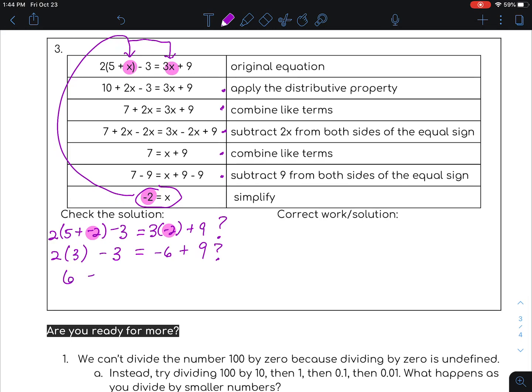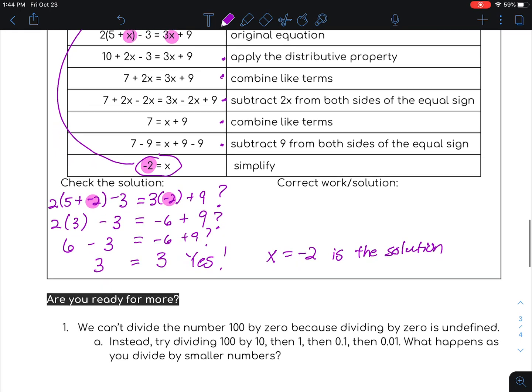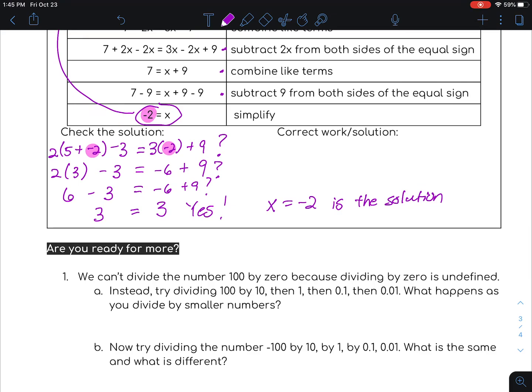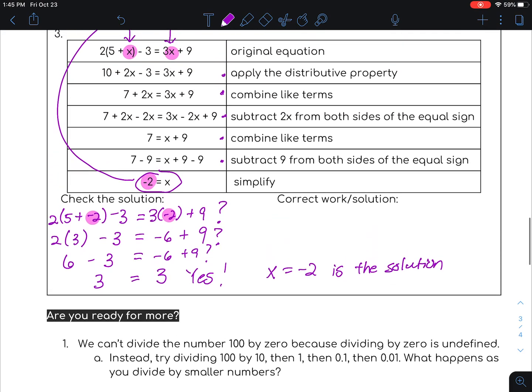Let's keep simplifying that. Is that true? Well, let's see. 6 minus 3, is that equal to negative 6 plus 9? Looks like this one actually is going to work. 6 minus 3 is 3, negative 6 plus 9 is 3, so yes. X equals negative 2 is the solution. So there are no mistakes that we have to circle on that one, because all of the work that was done in this problem, combining like terms and then subtracting from both sides, went through all the correct algebraic steps. X equals negative 2 is the solution.